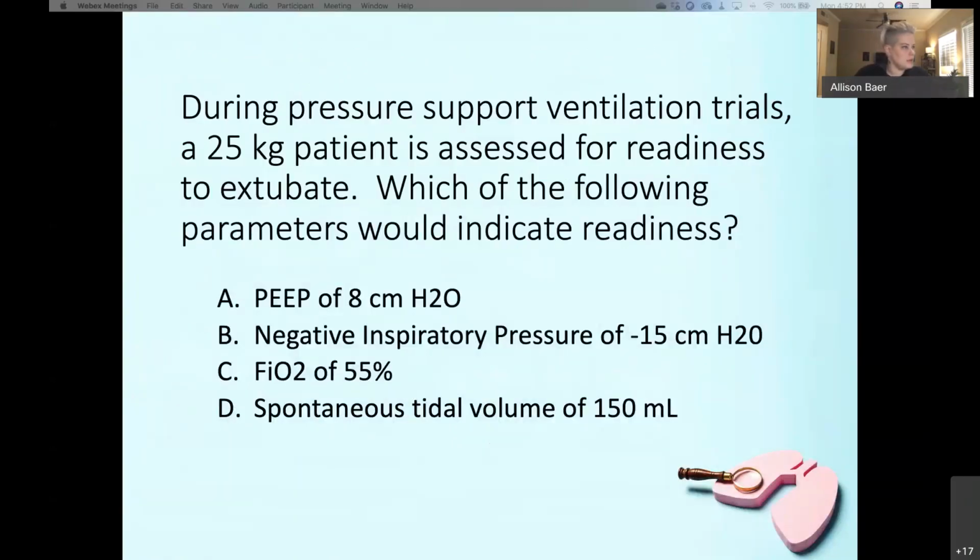But while you read this, I'm going to put this poll up. Okay. During pressure support ventilation trials, a 25-kilo patient is assessed for readiness to extubate. Which of the following would indicate readiness, meaning they are ready to extubate? A PEEP of 8, negative inspiratory pressure of negative 15, FiO2 of 55, or a spontaneous tidal volume of 150.